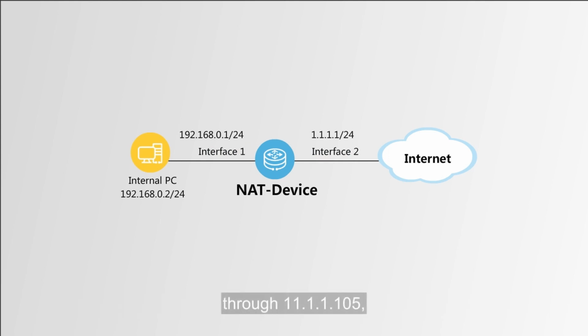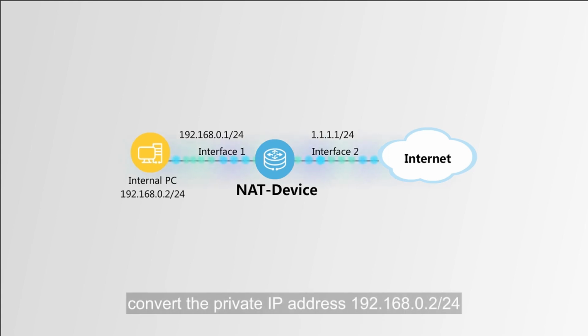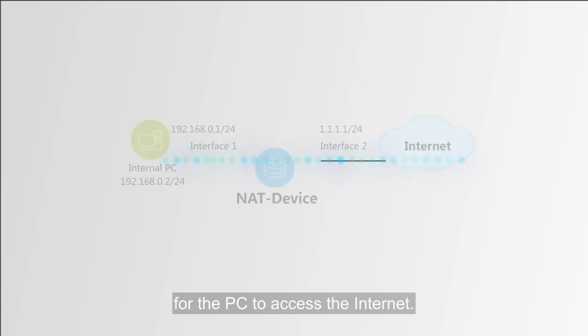11.1.1.101 through 11.1.1.105, and the mask length is 32. You need to configure the router to convert the private IP address 192.168.0.2/24 into the public IP address 1.1.1.3/24 for the PC to access the Internet.